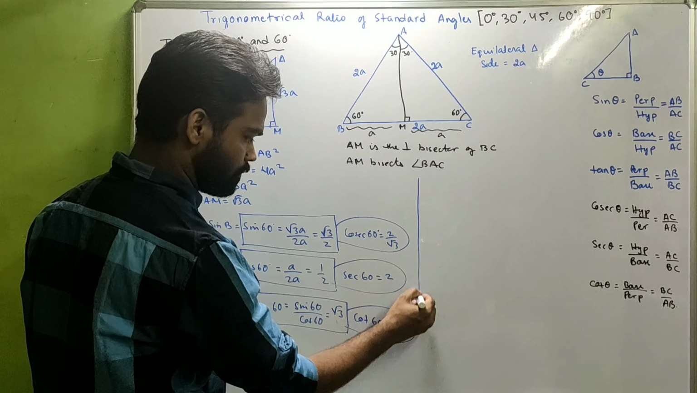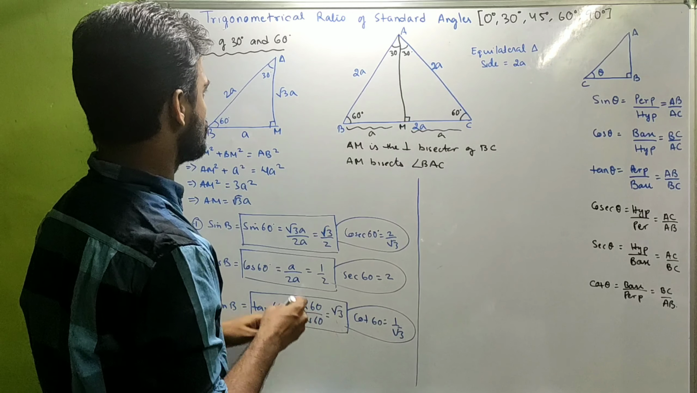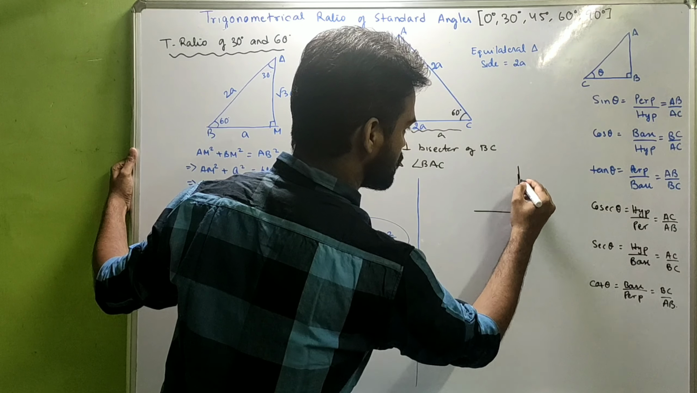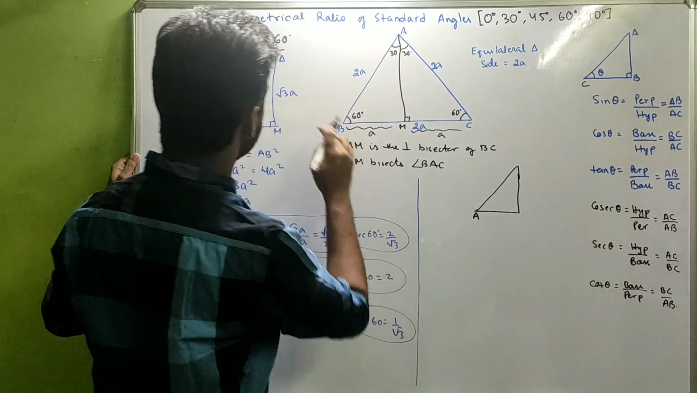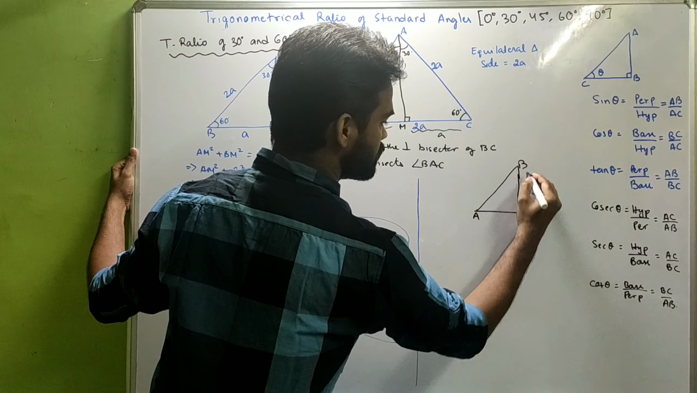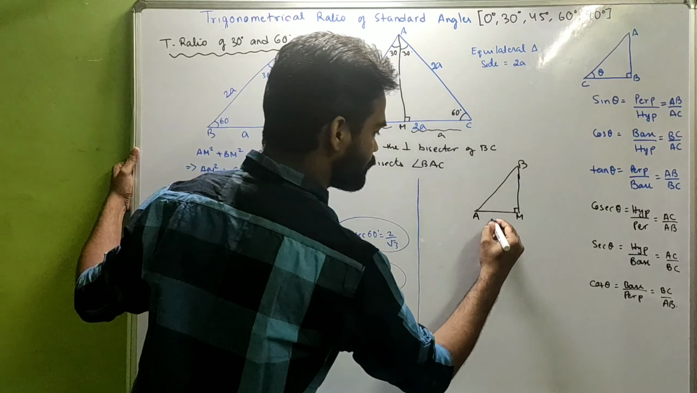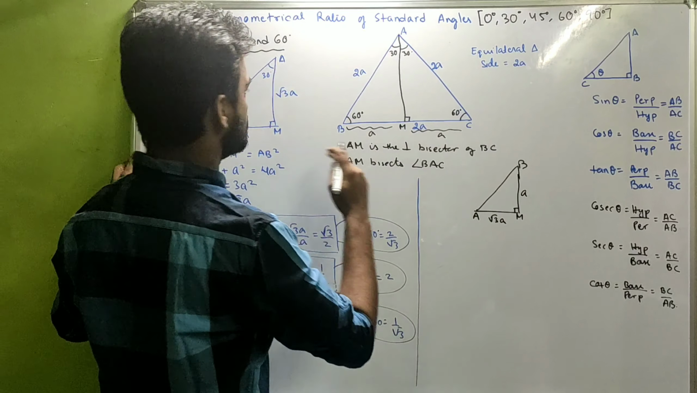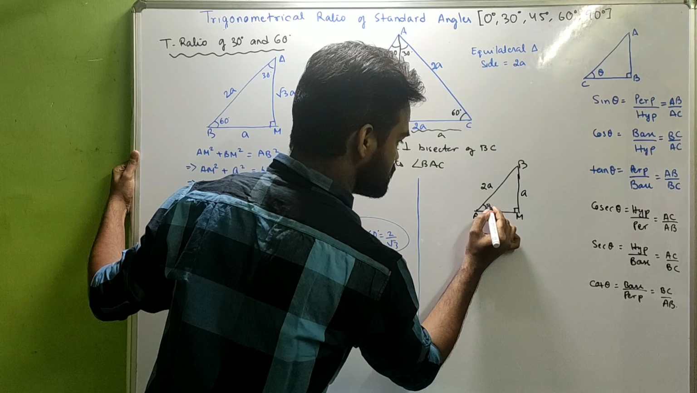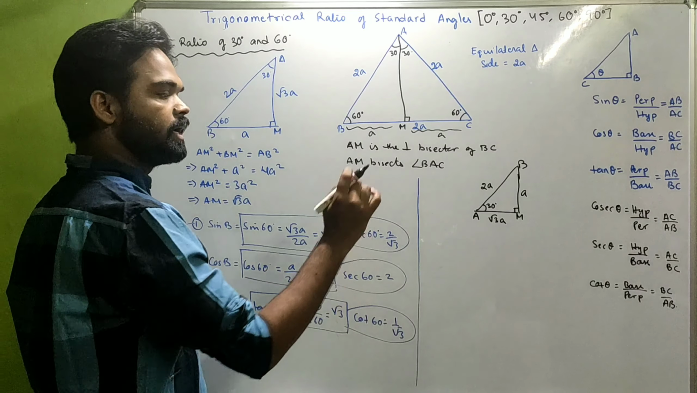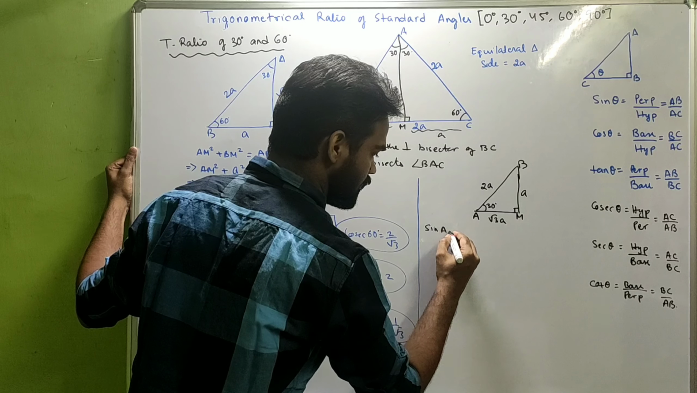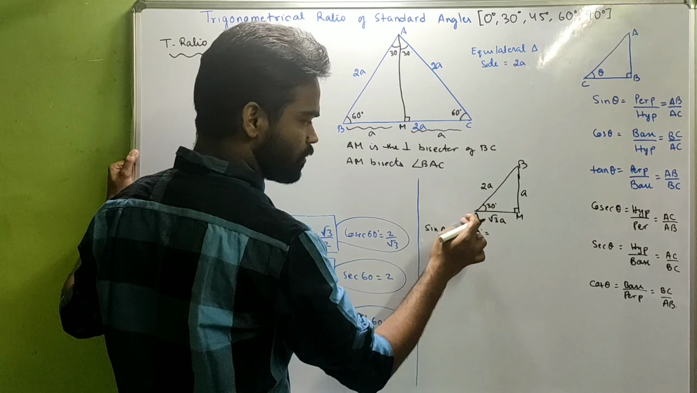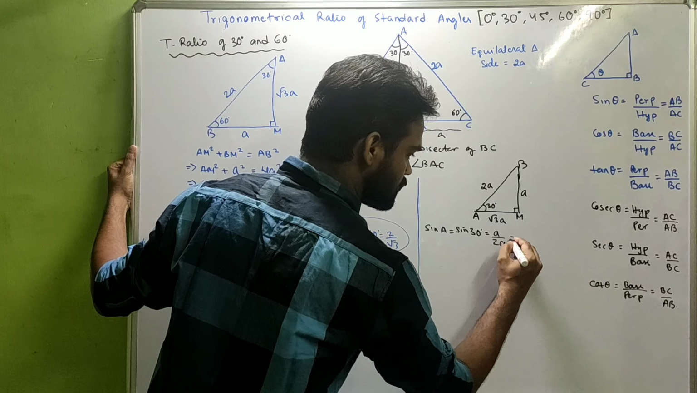Now look for 30 degree. In the same triangle we'll do. Just look over here. In the same triangle, I can write it like this, triangle AMB. Now look carefully. AM is root 3A, BM is A, and AB is twice A, and angle A is 30 degree. Done. Now see, sine A, that is sine 30, is perpendicular by hypotenuse, which is A by twice A, that's half.